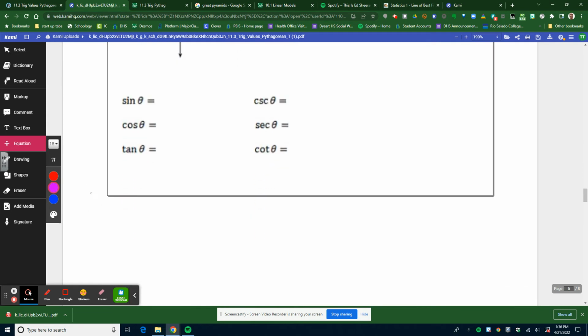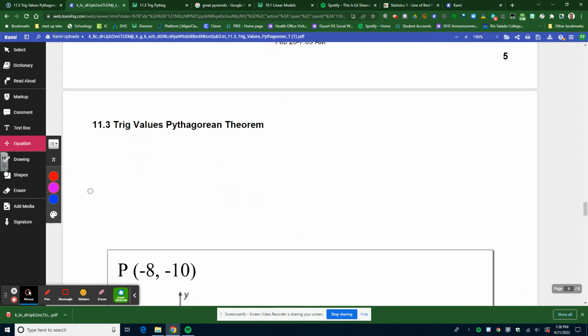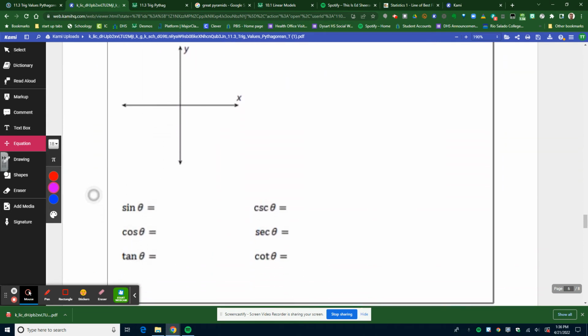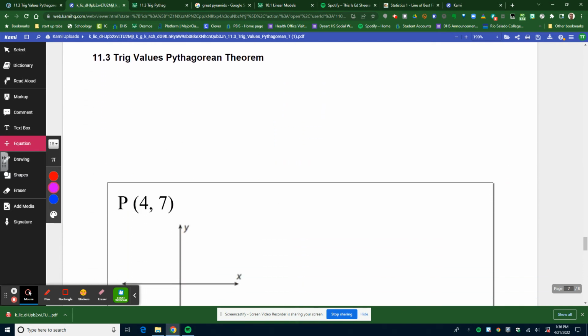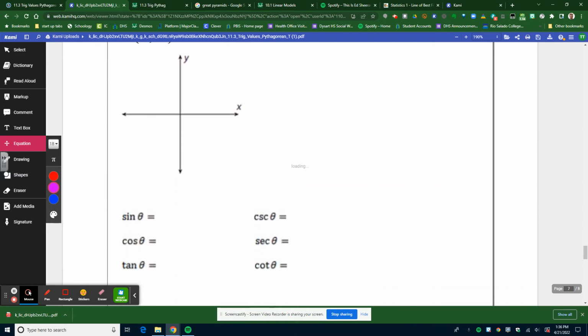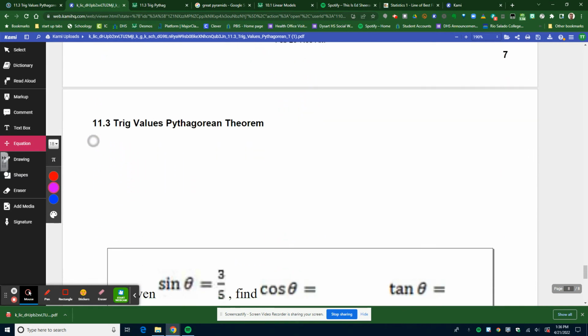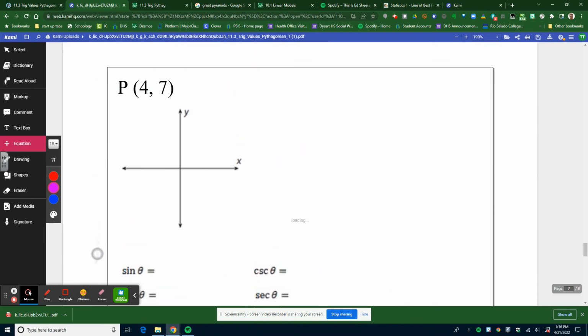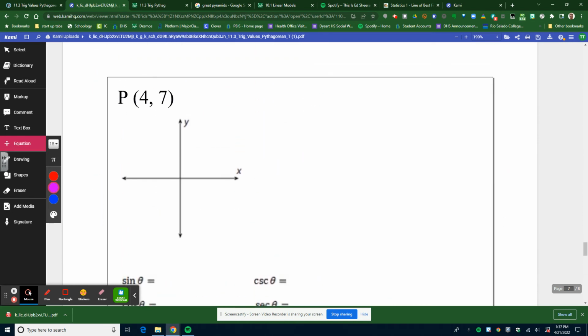Let's skip that one. Let's do that one. Okay. So plot 4 and 7, and then find your hypotenuse and find your 6 trig values. Make sure your answers are in simplified form.